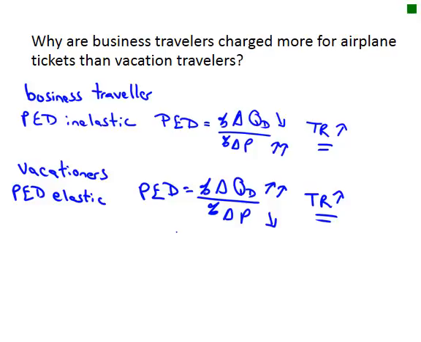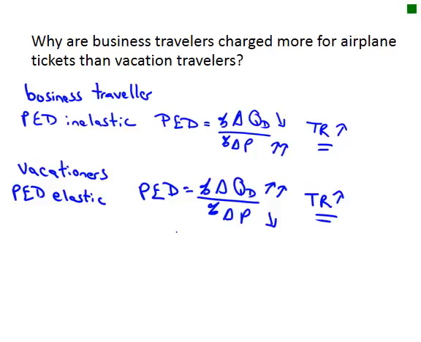PED tends to be elastic. They can change when they're going to fly. They could take a boat, they could take the car, they could decide not to go on the holiday at all and stay somewhere close by. So they tend to be elastic. Their prices tend to be lower. So if the price goes down, we know quantity demanded goes up. But if it's elastic, they're really going to respond to a change in price. So once again, if they lower the price, their total revenue will go up.